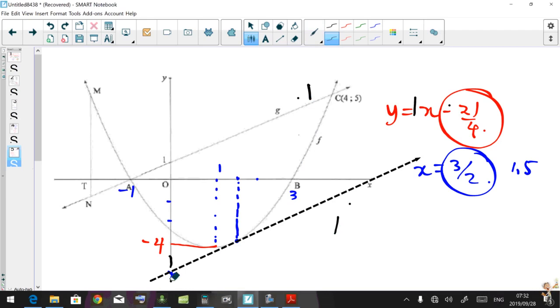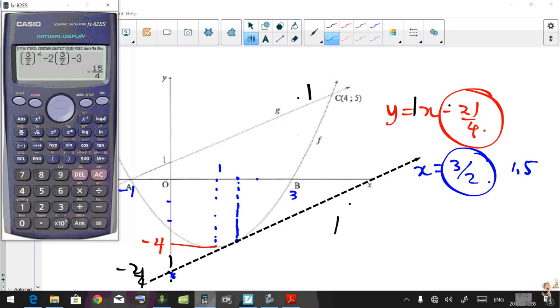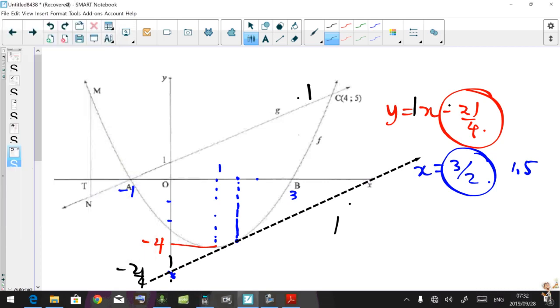All right. And this point here is what? Negative 21 over 4. You can just confirm that. 21 divided by 4 will give you 5.25. So this point is negative 5.25. That's why you see it's below 4.